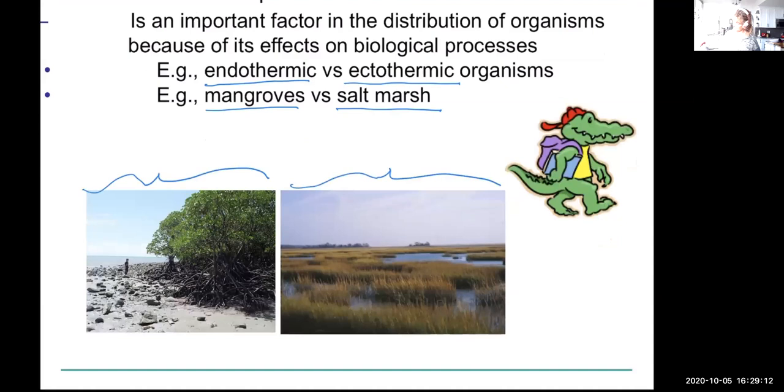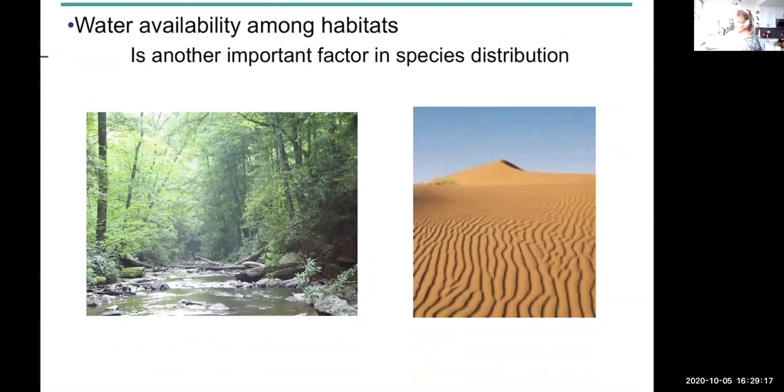Water is an enormous factor in species distribution. So we might have a very moist environment here, and we have loads of amphibians. BC has the most amphibians of all of Canada. If you're going to ask me how many species, I don't remember. But in desert, you don't find amphibians because amphibians need water, but you do find lizards.